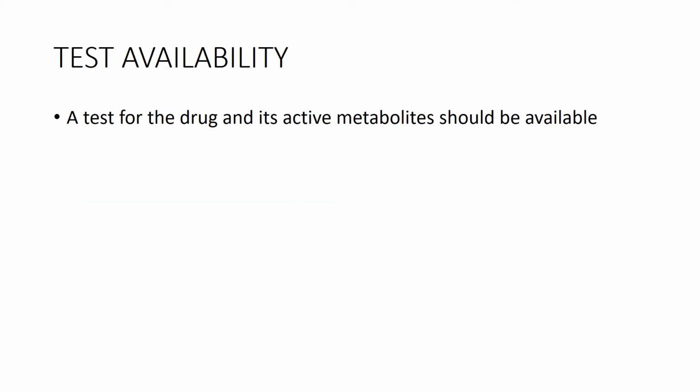The first and foremost criteria for TDM is that the test should be available. So a test for the drug and active metabolites must exist in order to perform therapeutic drug monitoring. Most routine chemistry analyzers offer immunoassays for the more common drugs, and some drugs require more specialized chromatographic techniques such as gas chromatography or liquid chromatography. So it requires a lot of skill and highly sophisticated instruments.